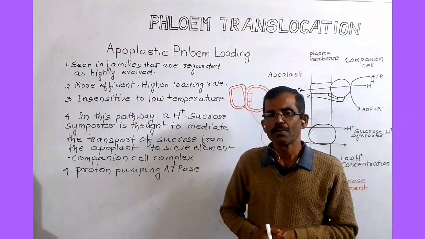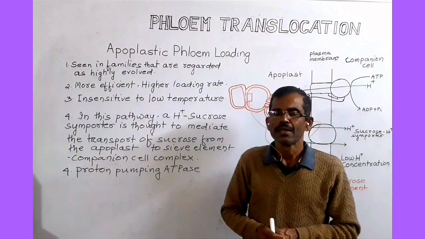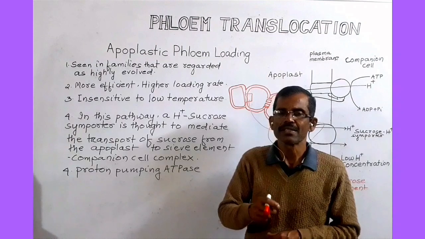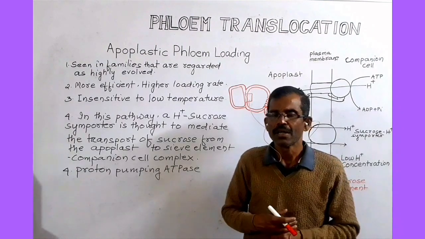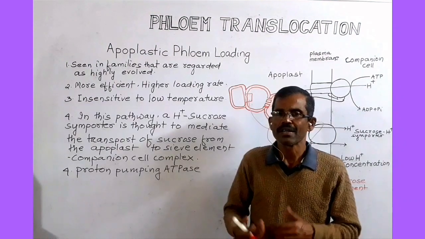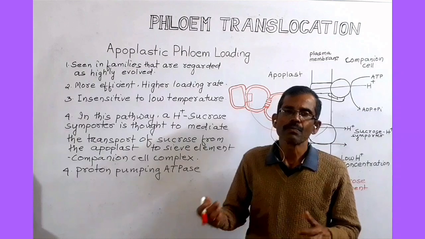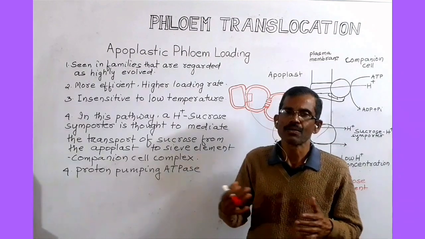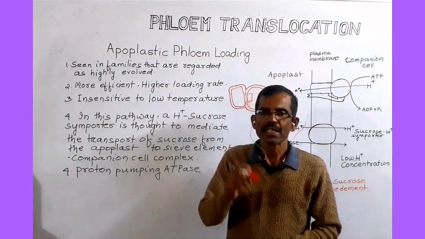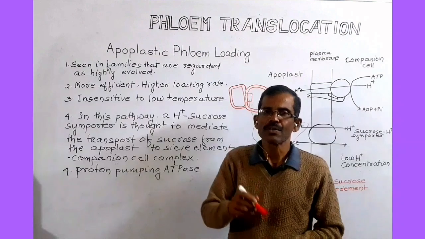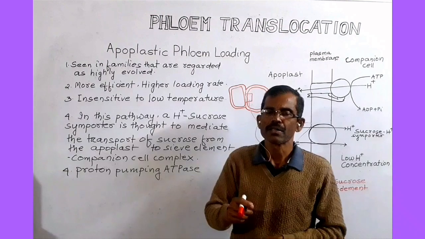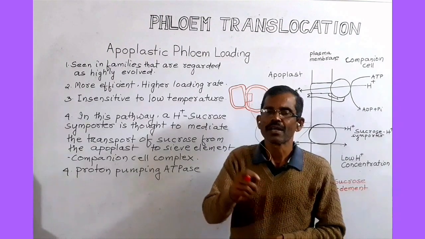This type of phloem loading is seen in families that are regarded as highly evolved. This is more efficient than symplastic phloem loading because it achieves a higher rate. It is insensitive to low temperature, thereby this type of loading pathway is seen in plants that grow in the temperate zone. In the apoplastic pathway, an H plus sucrose importer is thought to mediate the transport of sugars from the apoplast to the sieve tube companion cell complex.